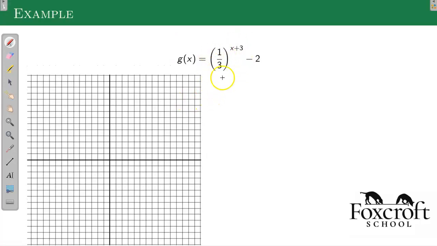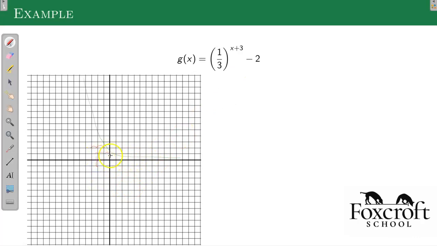All right, so here's the same type of thing. (1/3)^x is kind of our parent function. That's going to generally look like that. And then what's going to happen, it's going to move to the left 3. So all these points are going to move to the left 3. And it's going to move down 2.